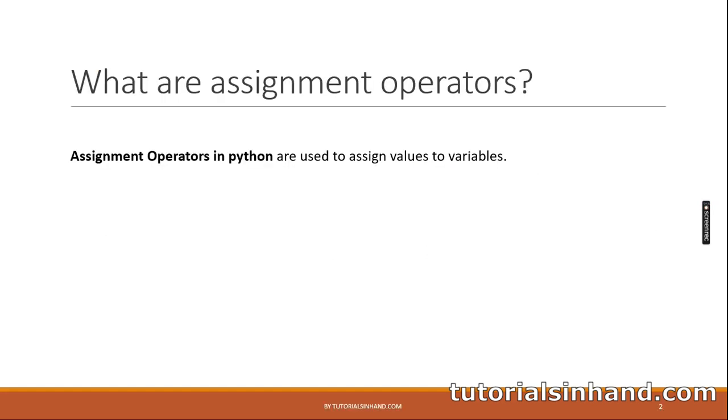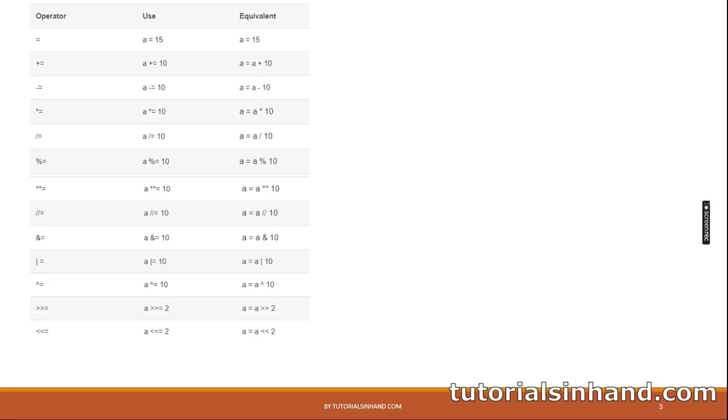Assignment operators in Python are used to assign values to variables, okay? In the previous video, we have discussed arithmetic operators which are used to perform mathematical computations. But if you perform mathematical computations, you need to assign those values to some variables, right? For further operation or to return the result. In those cases, these assignment operators come handy. As you can see on my screen, these are the assignment operators that are available in Python.